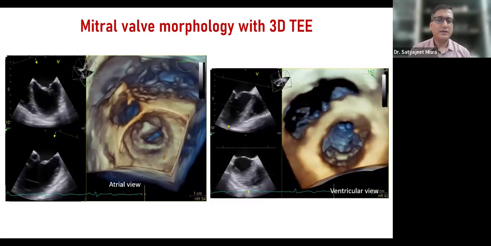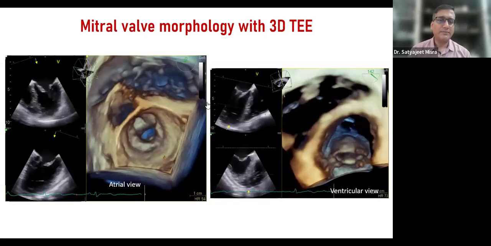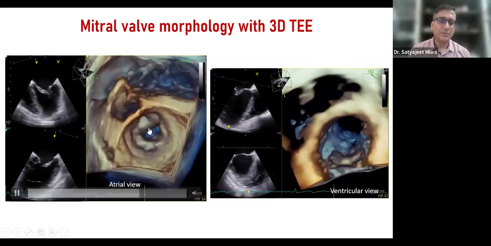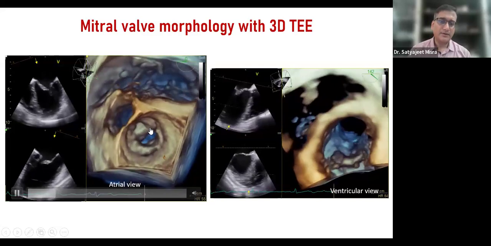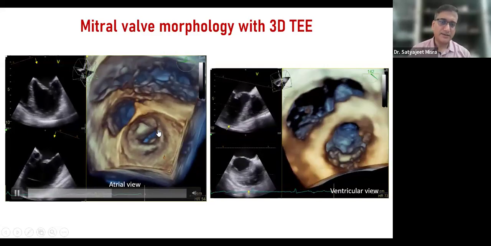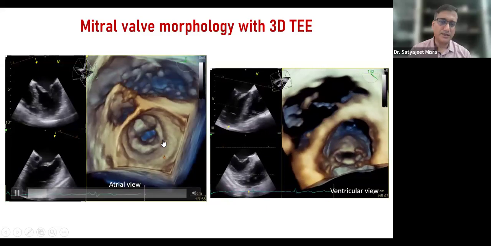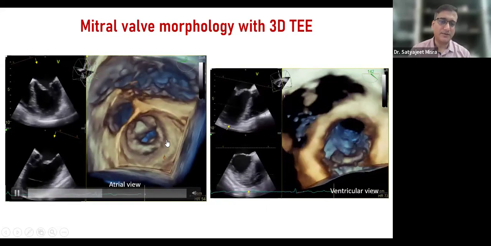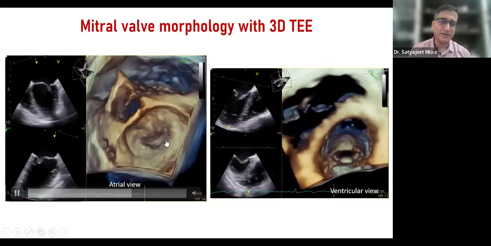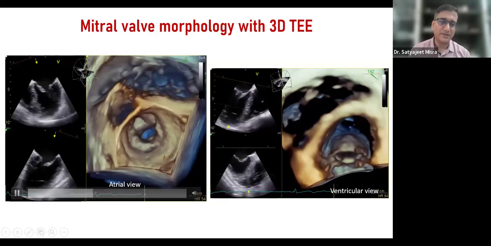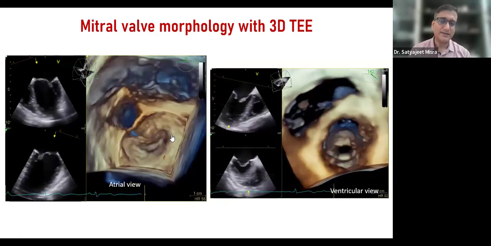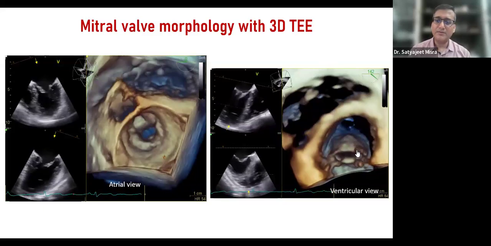So this is a thickened valve. You can see how the thickened valve appears in patients with rheumatic heart disease. The valve leaflets are grossly thickened, and you can even visualize the opening snap here. We always read about the opening snap, and you can also visualize it here, if I may say so. And this is from the atrial side, and you can see the same thing from the ventricular side.